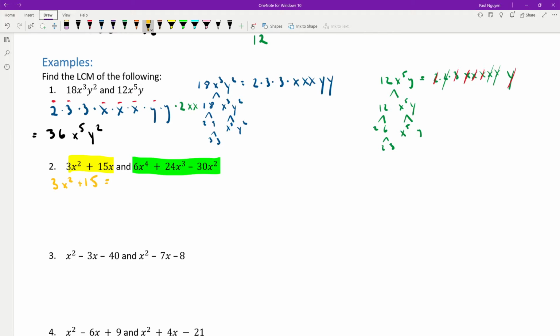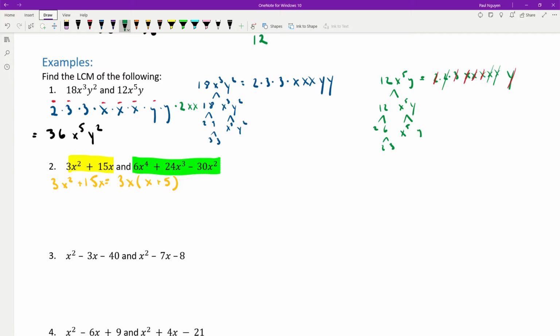Step 0 in factoring is always to factor out the greatest common factor. What do they both have in common? They both have an x, so I can get rid of one of these x's. So this is 3x, and what I'm missing is a plus 5. So the factors of this first expression are 3, x, and x plus 5. Those are the things that are being multiplied together to get 3x squared plus 5x.